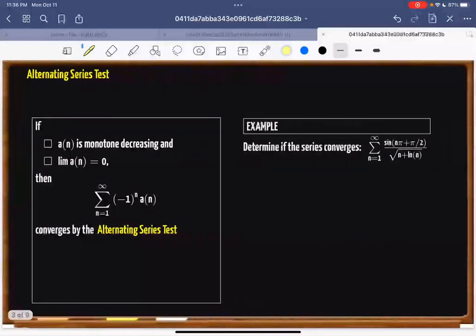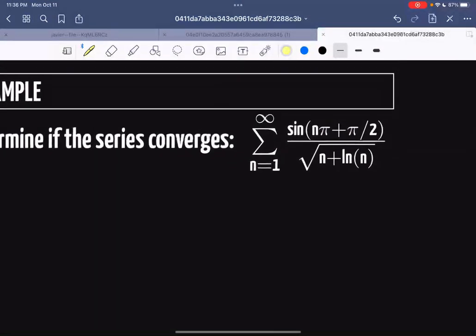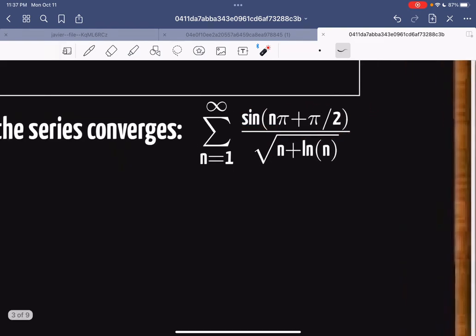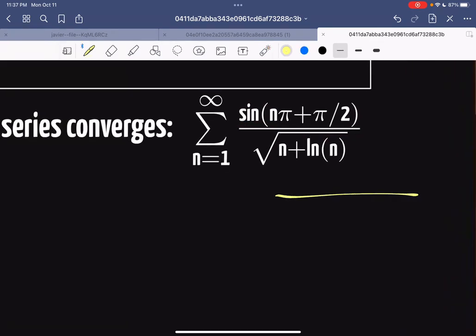Okay, let's see if we could do another example. Say you take this super complicated thing. The bottom one looks incredibly scary. You got a square root going on here. You got an ln here. You got an n over here with a plus. It's hard to get this out of the square root. It'd be hard to do the integral test. You got some weird stuff going on here. Let's study that thing for just a second.